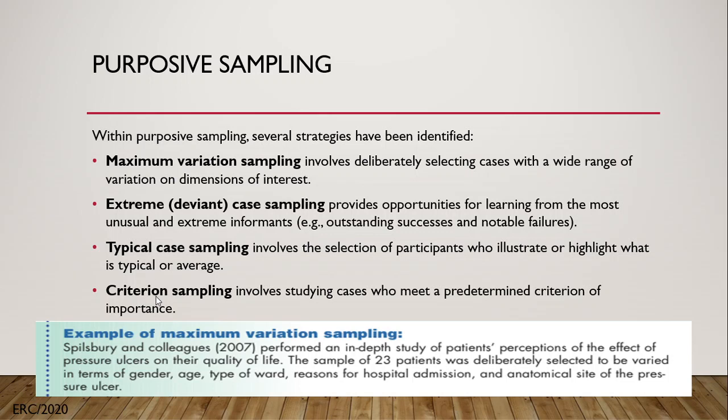Okay, example ng maximum variation sampling is from Spilbury and colleagues in the year 2007 who performed an in-depth study of patients' perceptions of the effect of the pressure ulcer on their quality of life. A sample of 23 patients were deliberately selected to be varied in terms of gender, age, type of ward, reasons for hospital admissions, and anatomical sites of the pressure ulcer.